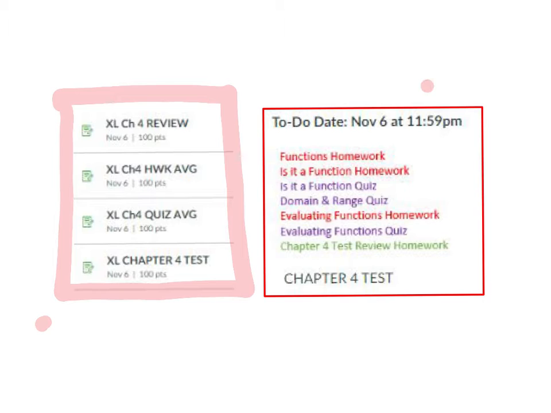If you look at this box, here was our original chapter 4 when it was due last Friday at midnight. The assignments that are in red, the is it a function homework and the evaluating functions homework, those 3 assignments are averaged together, and then they are put into Power School as your chapter 4 homework average. If you look at the 3 in the purple color, the is it a function quiz, the domain and the range quiz, the evaluating the function quiz, those 3 are averaged together and put in as your chapter 4 quiz average. So we're adding those 3 scores together and then dividing by 3.